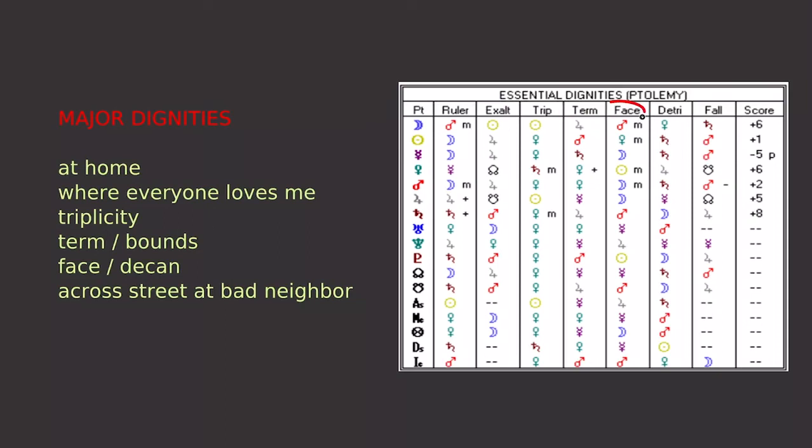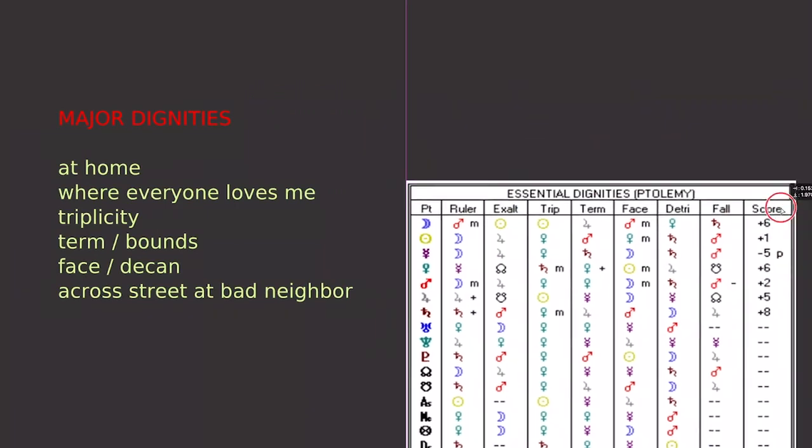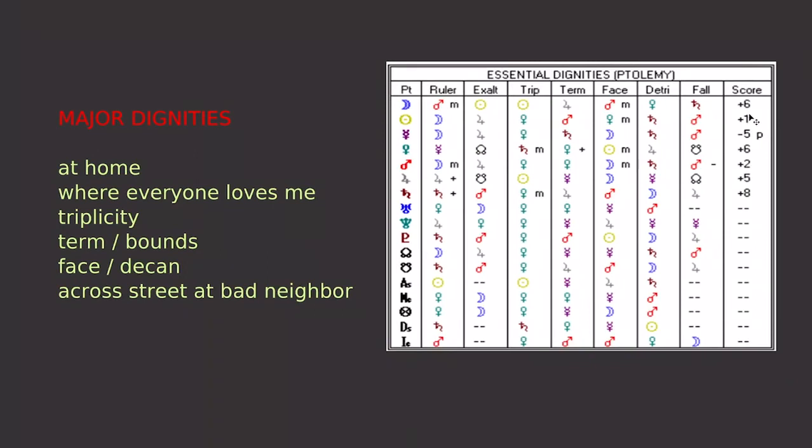Then we covered faces or decans, and now detriment or fall, which comes with ruler and home and exalted. And we come to, obviously, the final score for how this particular planet is doing. The final score is going to be over here. So different people have different scores.